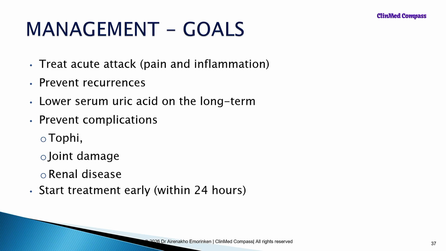Effective gout management has 4 interconnected goals. First, rapidly treat the acute attack to relieve pain and inflammation. Second, prevent recurrences through lifestyle and pharmacologic strategies. Third, lower the serum uric acid long-term to dissolve crystals and prevent new deposition. This is the cornerstone of disease modification. Fourth, prevent complications like tophi, joint damage, and renal disease.